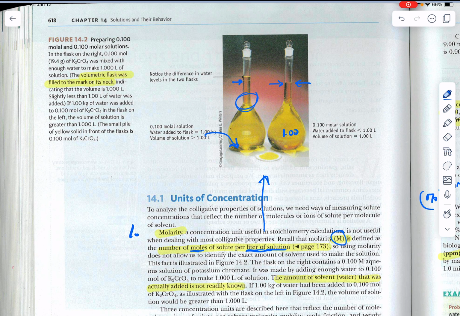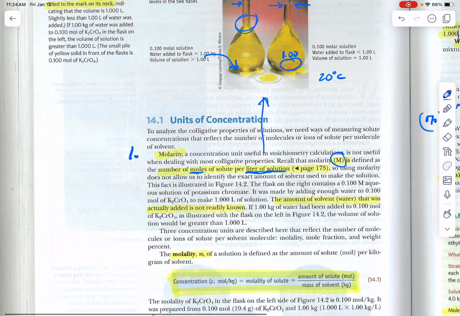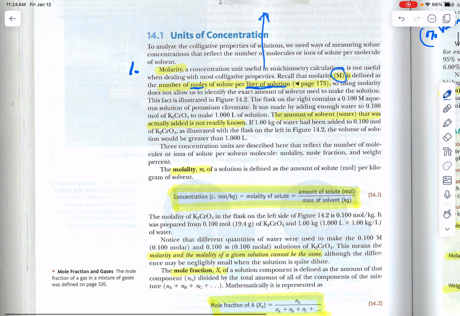And it's also temperature dependent. And usually these are also marked on the label down here, usually at 20 degrees Celsius, maybe 25. So that's number one. Number two, molality.